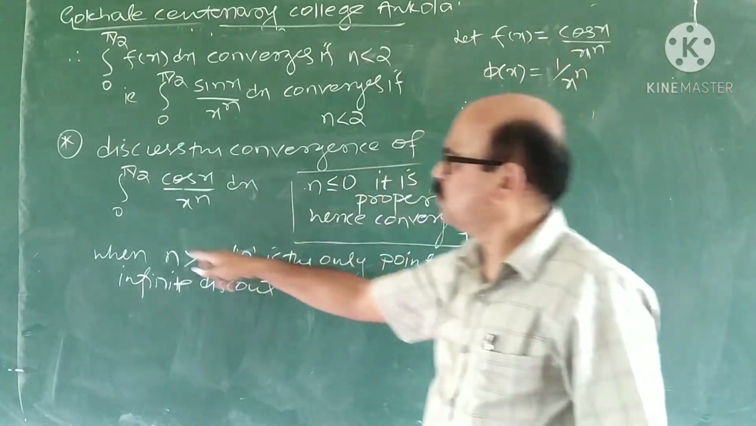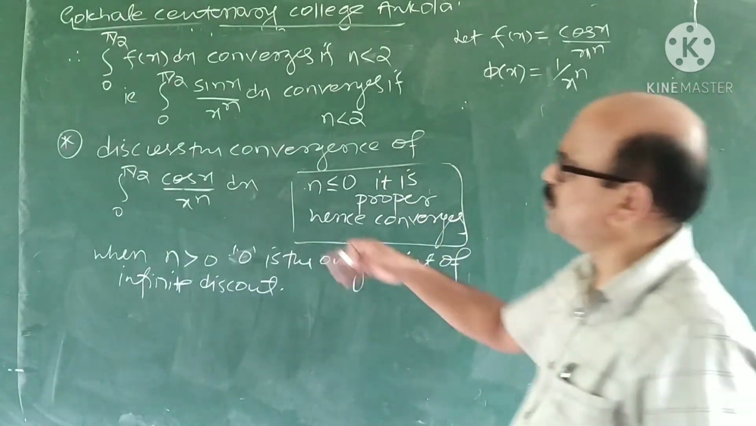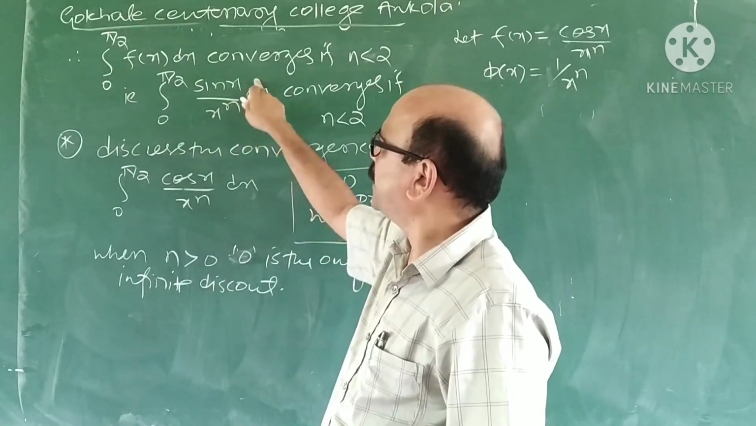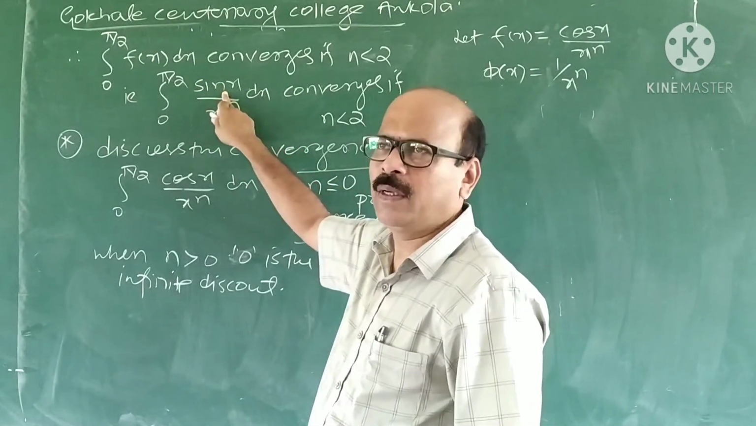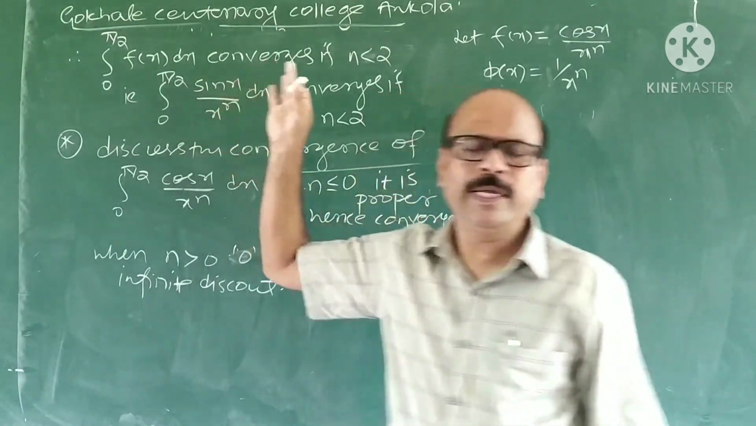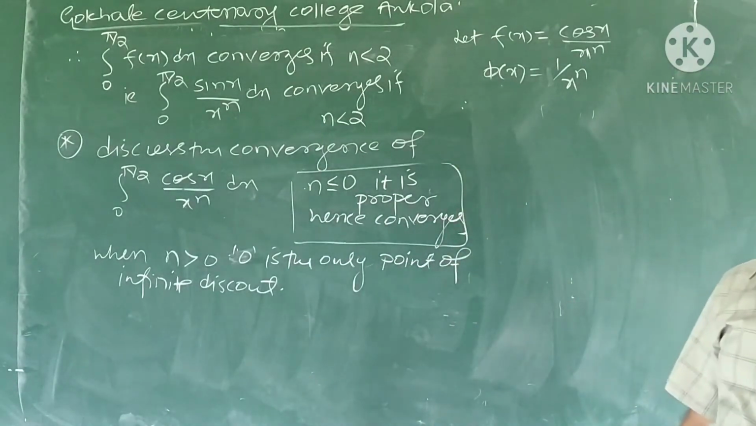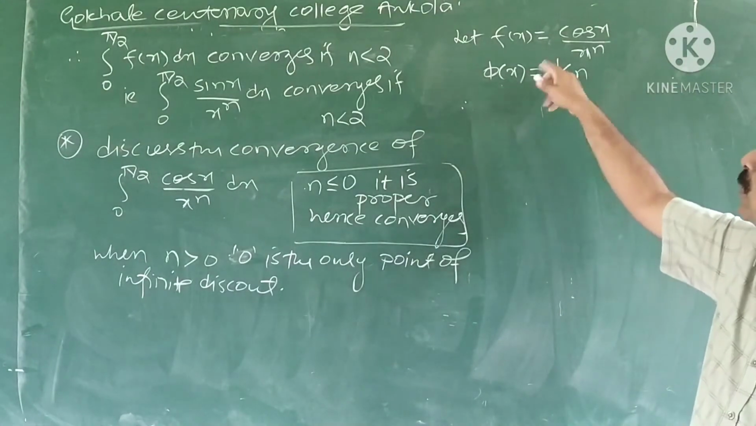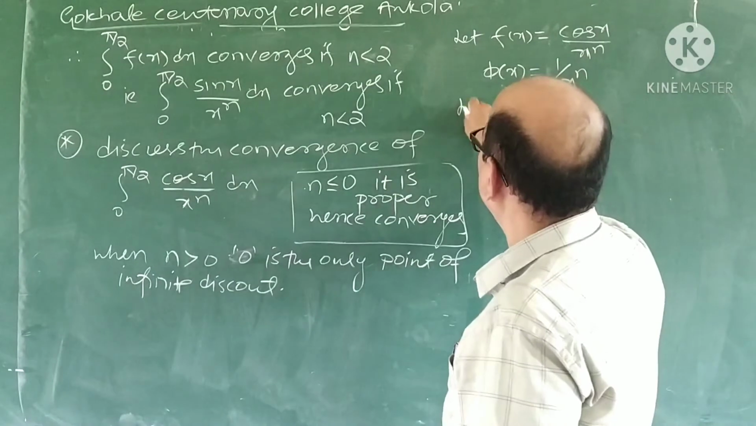And what is the limit as x tends to 0 of cos x? 1. But if you take sin x by x in this problem, and take phi(x) as 1 upon x raised to n, f(x) by phi(x) becomes sin x. What is the limit as x tends to 0 of sin x? 0. Then the comparison test cannot be applied. That is why, while choosing f(x) and phi(x), you have to note this thing. In this case, phi(x) is 1 upon x raised to n.